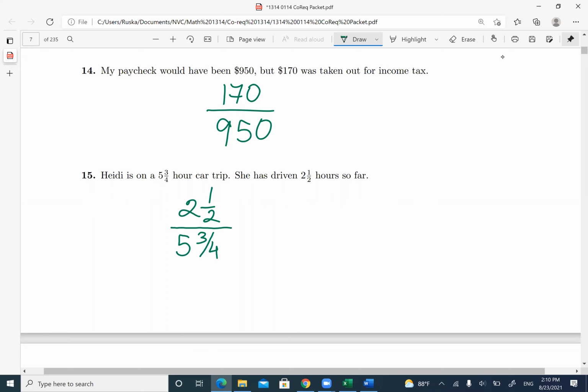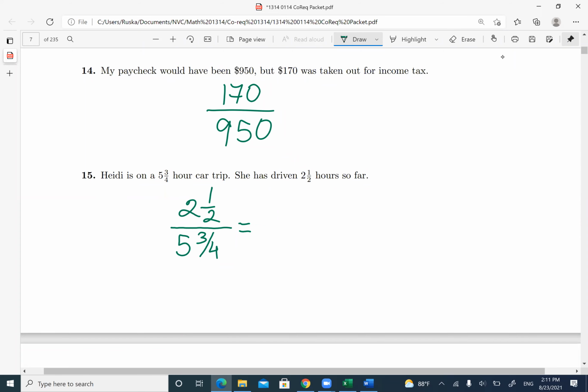Do you guys know how to simplify this fraction? You have mixed number over mixed number. Let's just go over and review how to simplify a fraction like this. So how do you simplify a fraction like this? I'm going to make the mixed numbers into improper fractions.